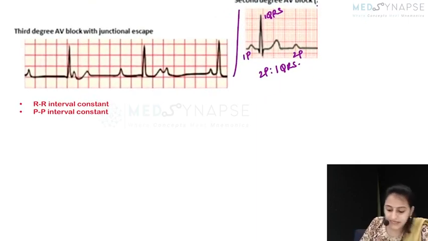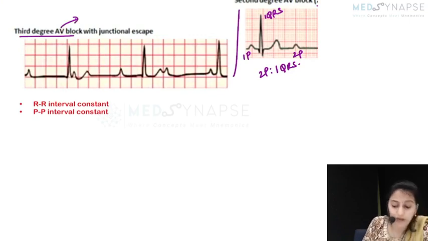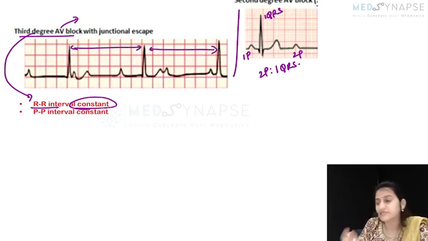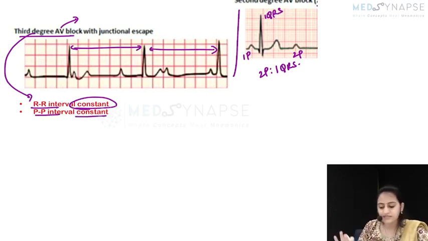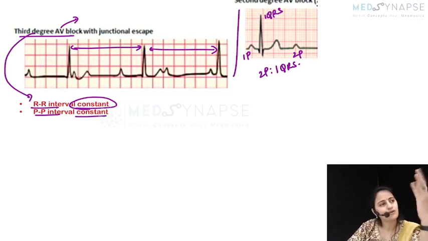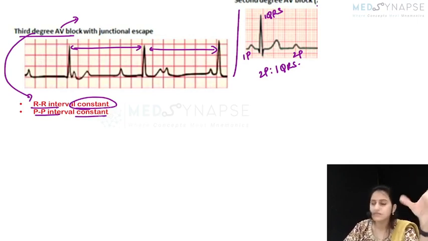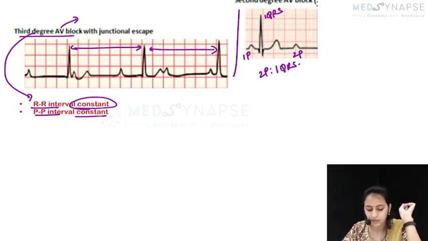In third degree heart block, the most important point I want you to remember is, how is the RR interval? Constant. The RR is constant, it is not irregular. The PP is constant, the RR is constant. But P can overlap R, P can overlap T. They are independent of each other. That's what you need to know.